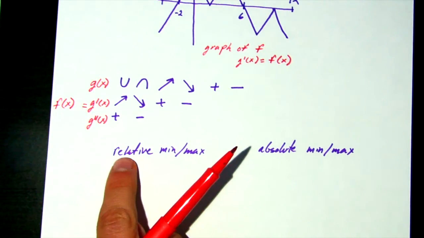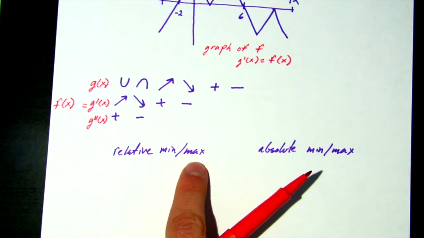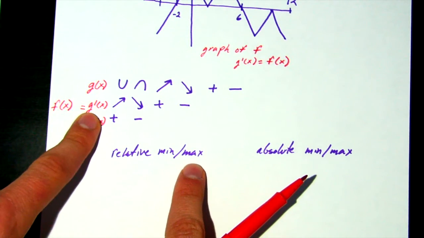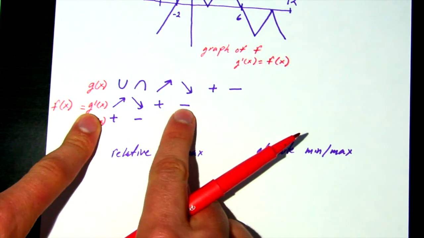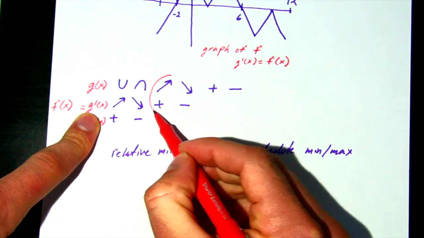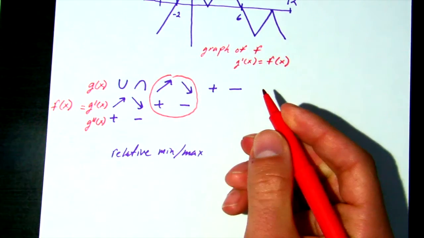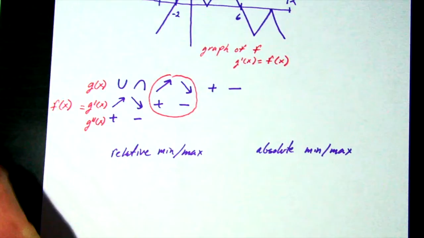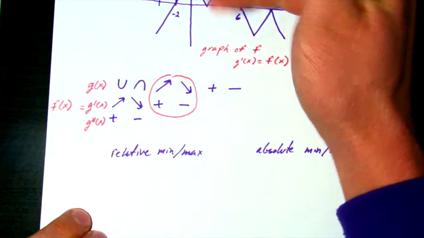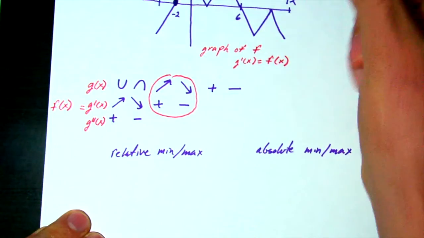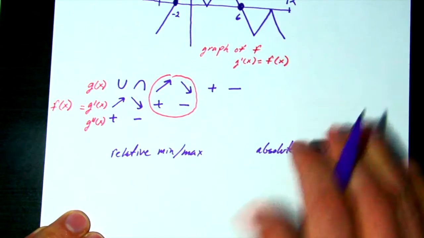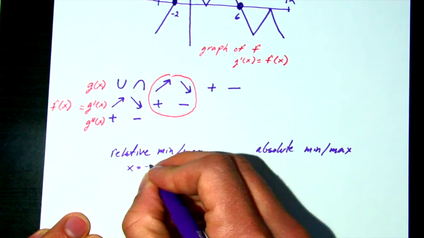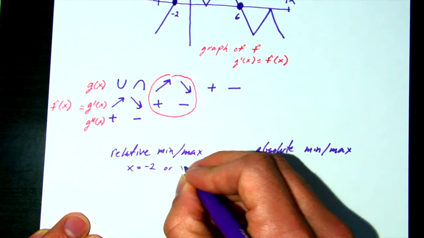First, we're going to look for relative mins or maxes. We're going to know a relative min or max because the graph of f or g prime is going to go from positive to negative or negative to positive. So we're looking at right here. That happens 2 places on the graph. It happens at -2, right here, and it happens at 6. So we could have a relative min or max at x equals -2, or maybe x equals 6.